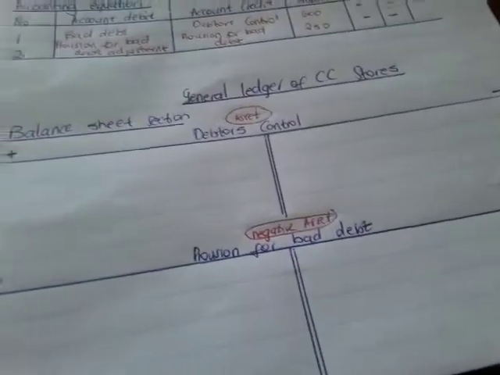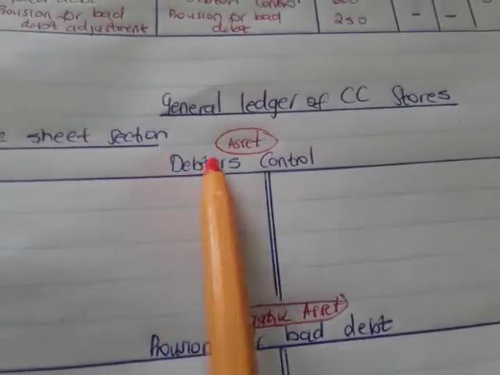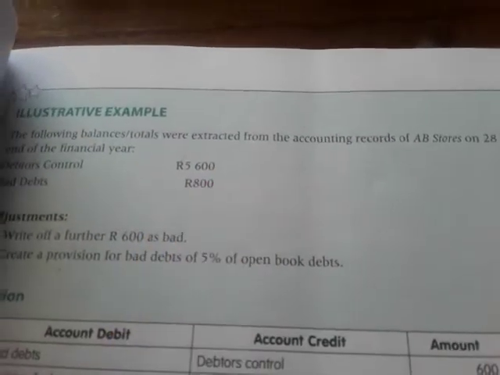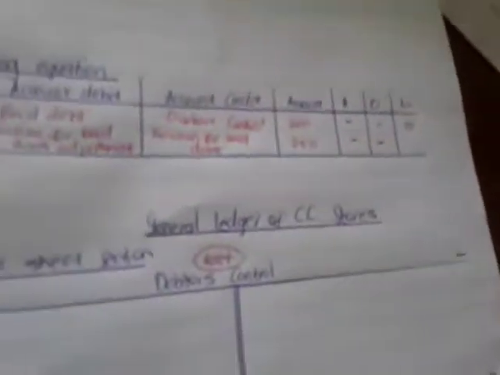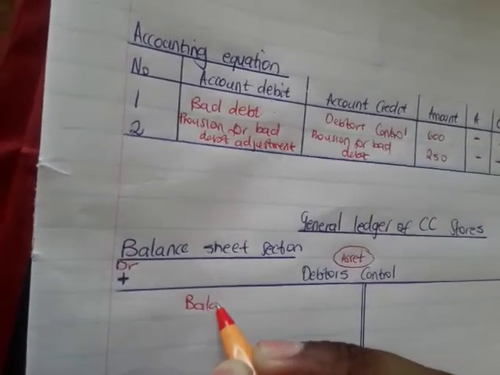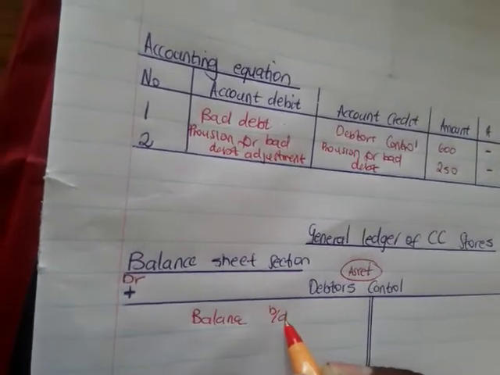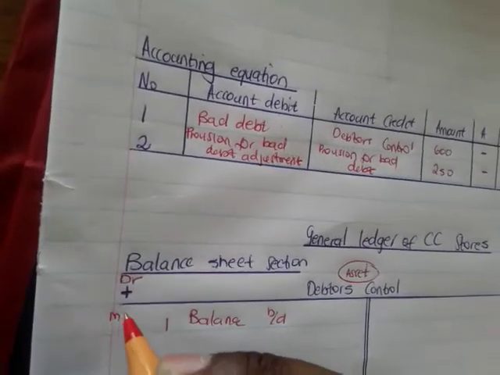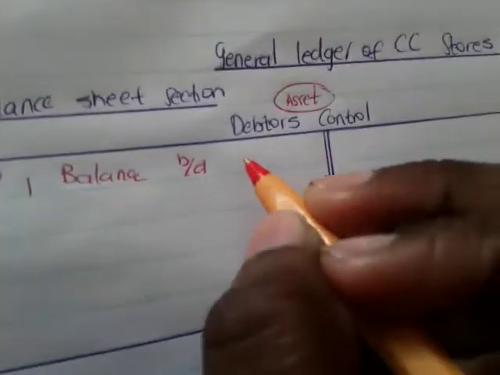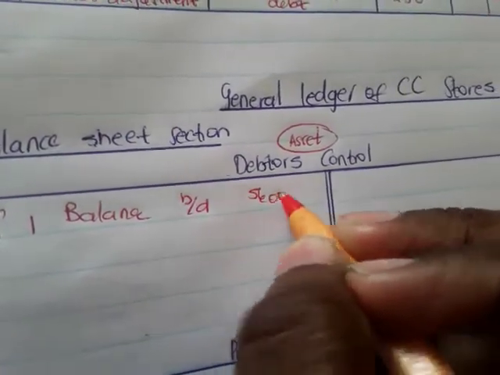An asset account, and we know that a debtors control asset account is going to have our balance on the debit side, right? So what was the balance at the beginning of the year? They told you it's 5,600, right? So you're going to say balance brought down on the 1st of March 2010, if I'm not mistaken, and then your amount is 5,600, right?